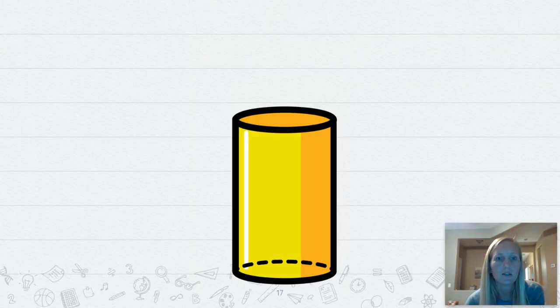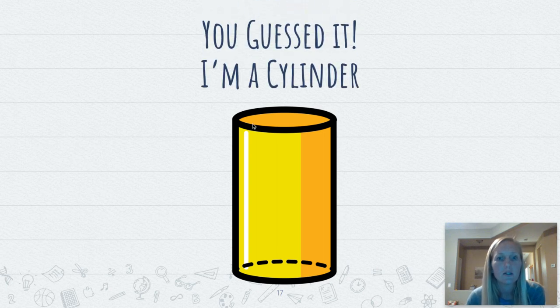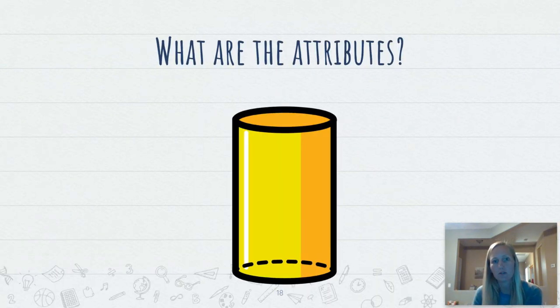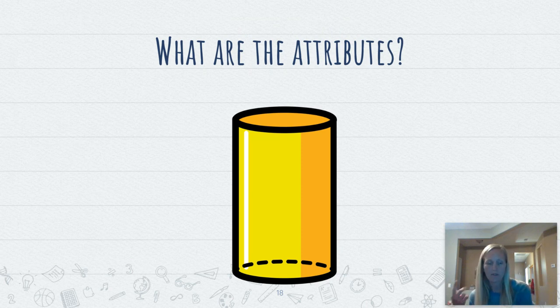Okay, this one is a cylinder. You got it. Thumbs up. Oh, yeah. All right, now attributes. How many sides do we have? How many vertices do we have? How many faces do we have? This is a tricky one.